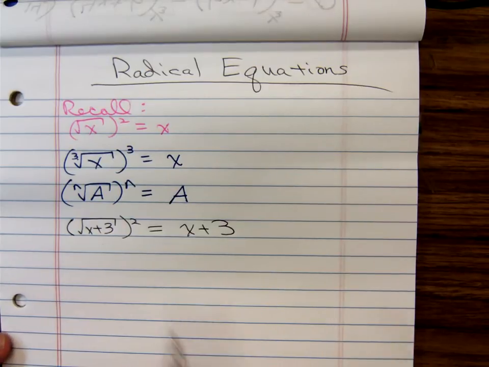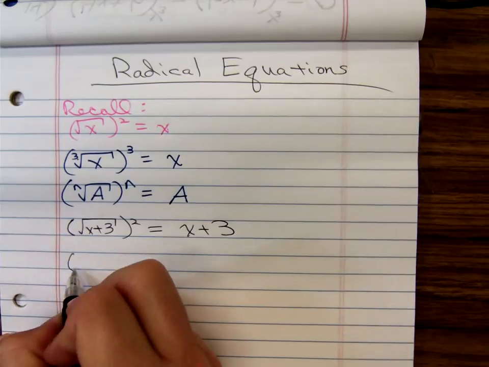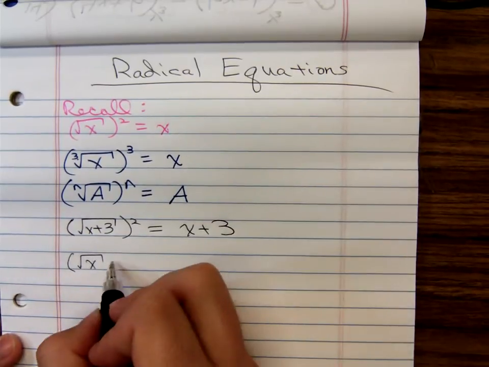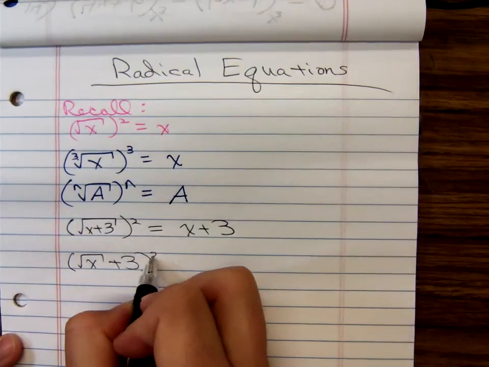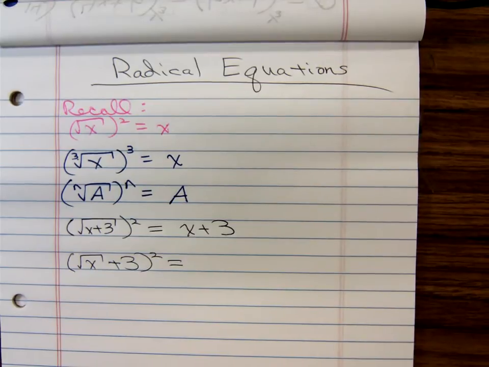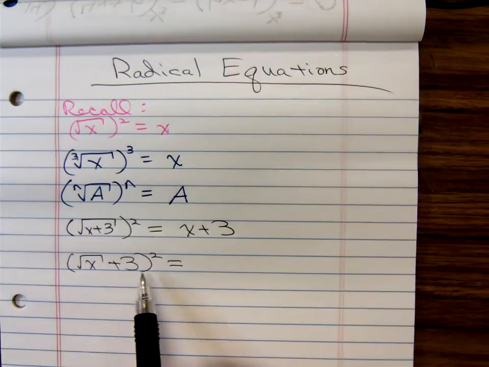Now, suppose that plus 3 hadn't been underneath that radical. Suppose we had this: the only thing under the square root is the x, and then we had a plus 3 quantity squared. Well, how do we square a sum? I'll tell you right now, we're not just going to square the radical and square the 3.